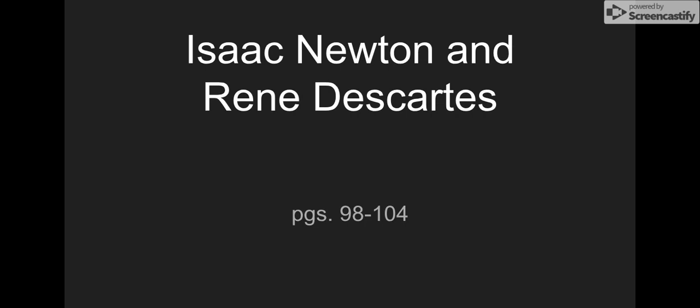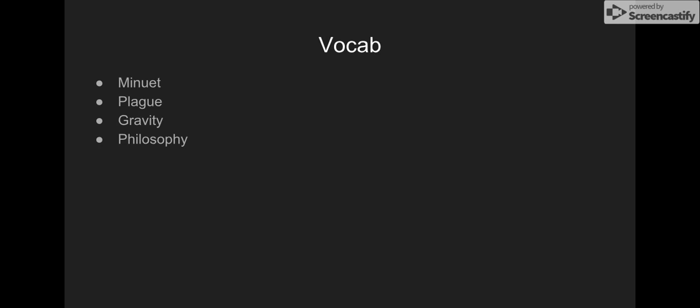Isaac Newton and Rene Descartes, this is from your reading, pages 98 to 104 in your textbook. This is the vocabulary. Again, you should have those in your notebook in the Frayer model. Define it, examples, non-examples, and an illustration.